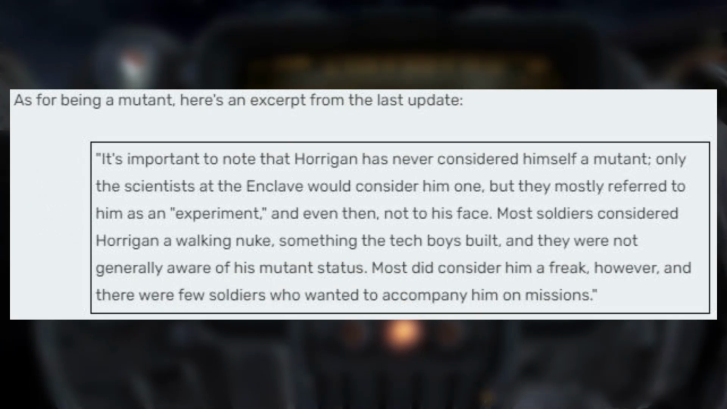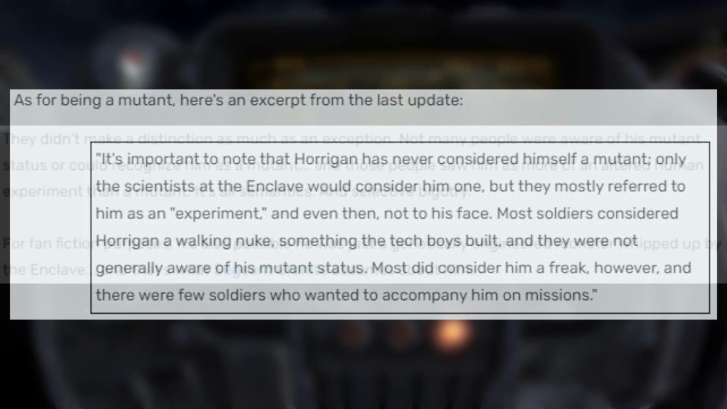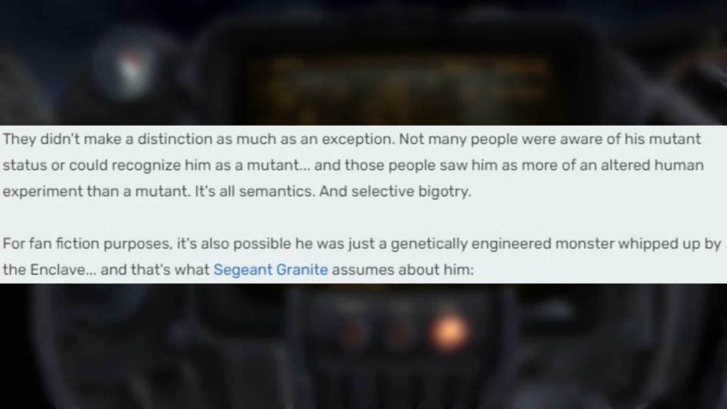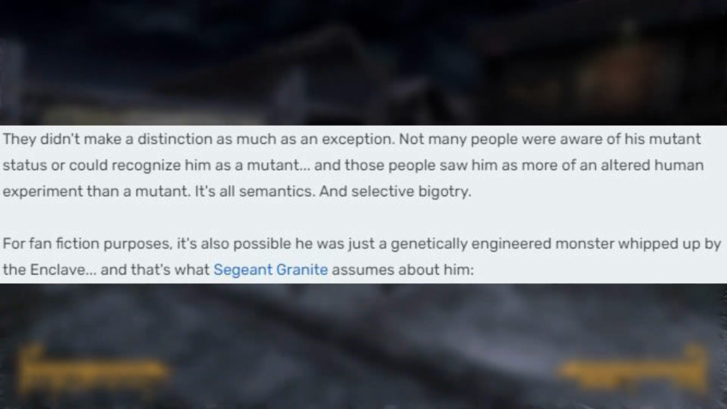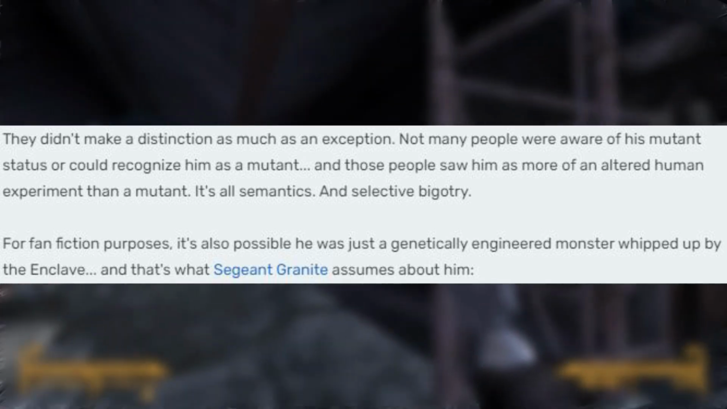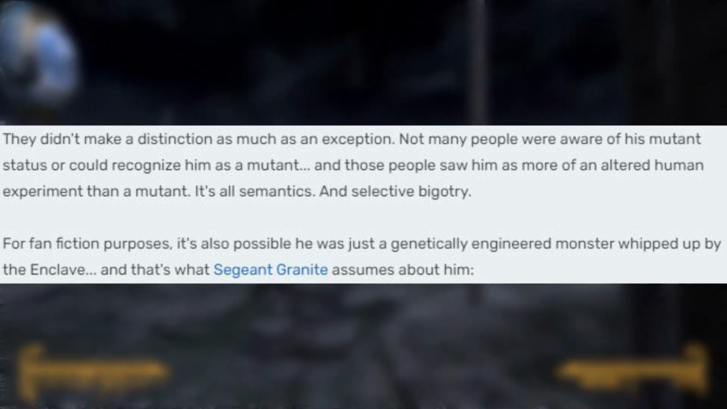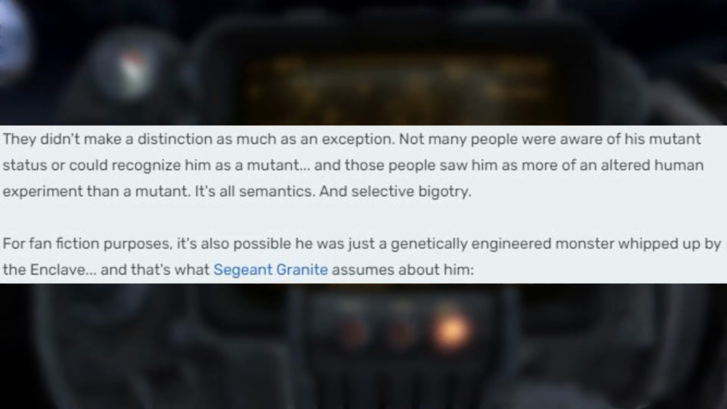As for being a mutant, here's an excerpt from the last update. Here Chris talks about the update where he clarifies that Horrigan never considered himself a mutant, and that maybe the scientists that worked on him did, and that a few of the soldiers may have also considered him a mutant. They didn't make a distinction as much as an exception. Not many people were aware of his mutant status or could recognize him as a mutant, and those people saw him as more of an altered human experiment than a mutant.